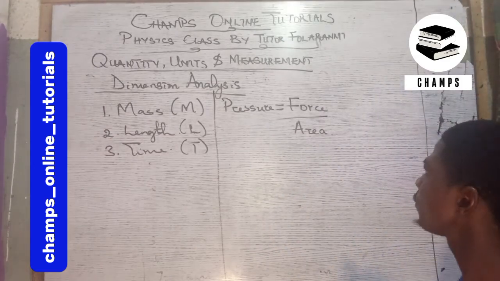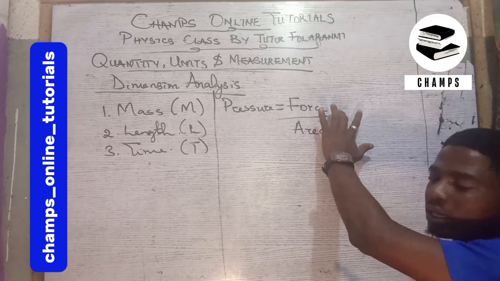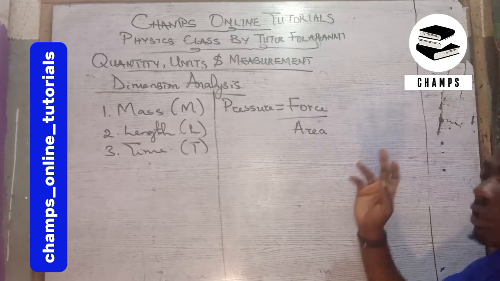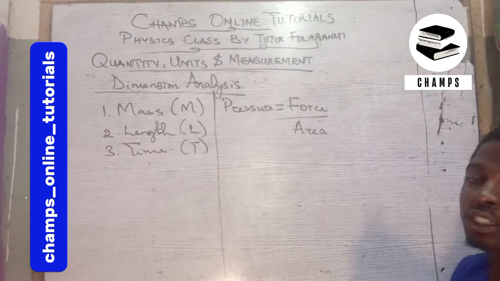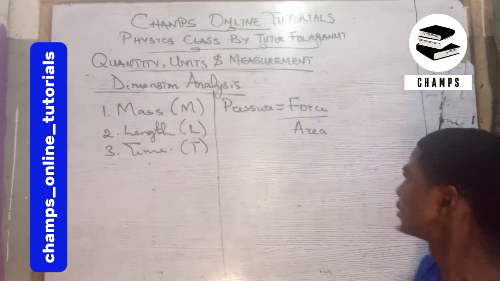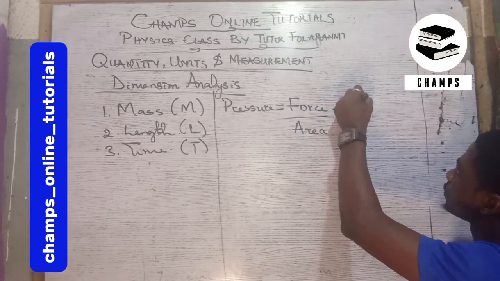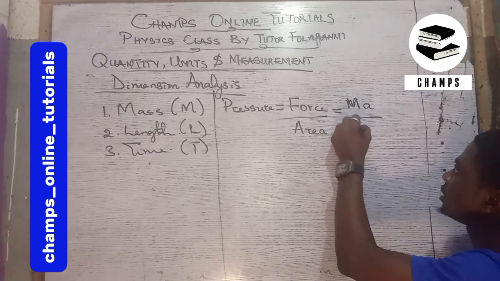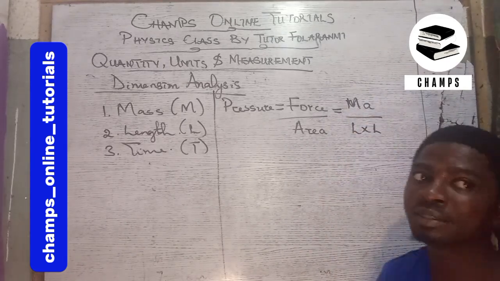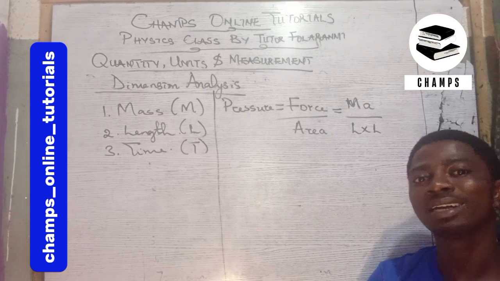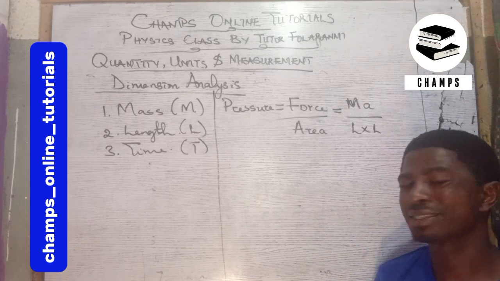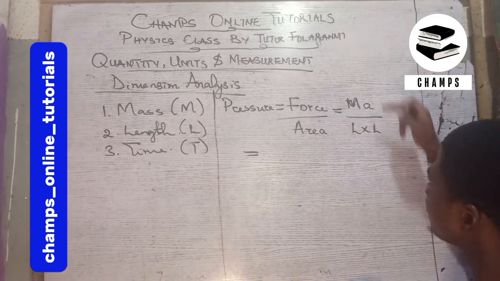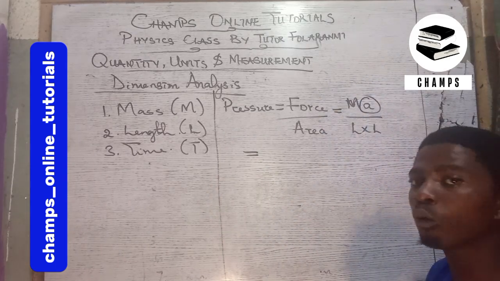Remember that force is your mass and your acceleration, right? So our force is broken down into MA, which is mass and acceleration, and our area is just the same thing as length times breadth, or length times length. Anytime you have anything related to length, breadth, width, height, depth, they are still under length. Don't forget that. So now breaking this down, remember that our acceleration is a product of what?